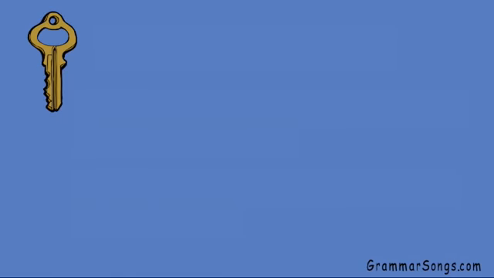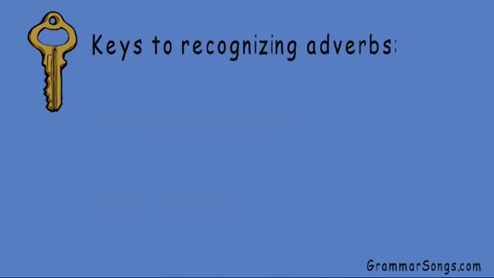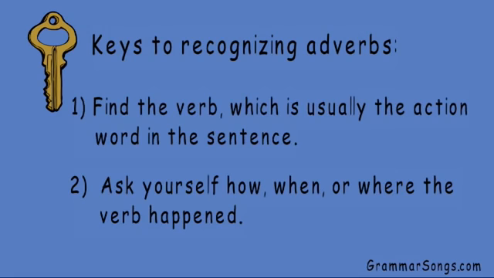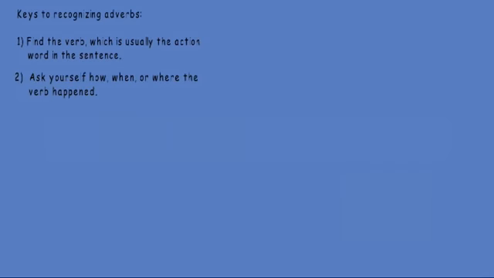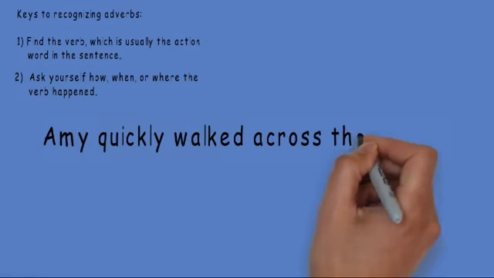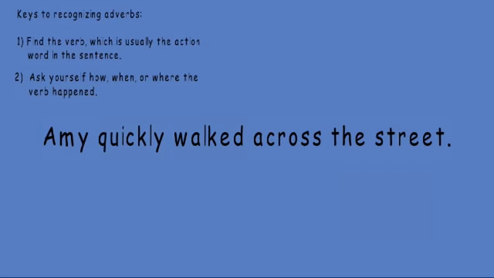There are a couple of keys to recognizing adverbs in sentences. First, find the verb, which is usually the action word in the sentence. Then, ask yourself how, when, or where the verb happened. So let's practice finding the adverb in some simple sentences. Amy quickly walked across the street.